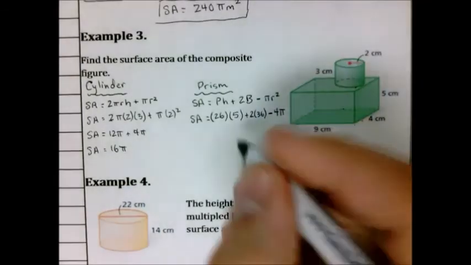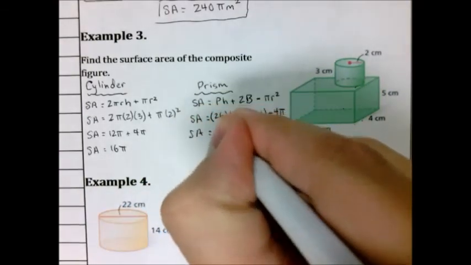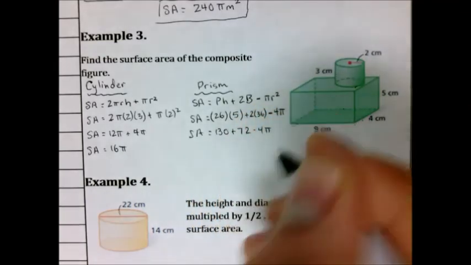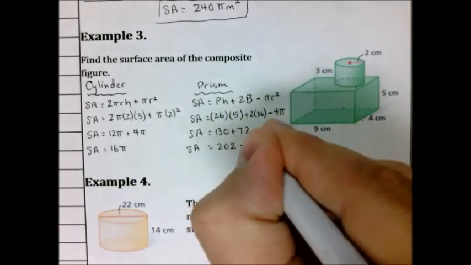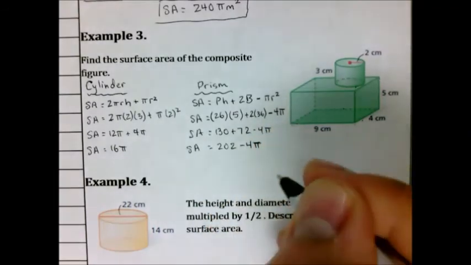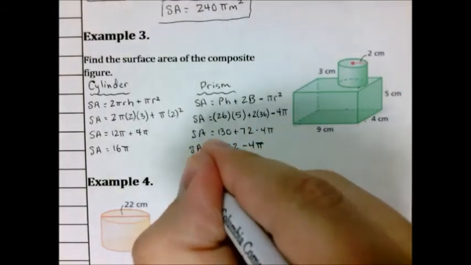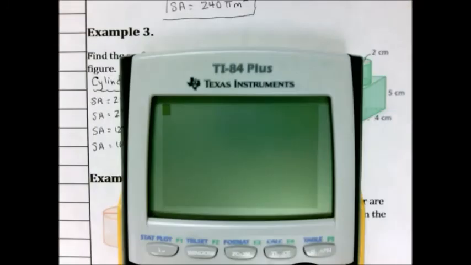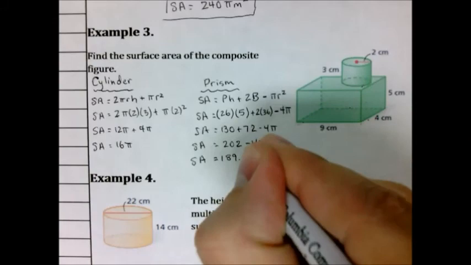Alright, now we just have to go ahead and solve this. 26 times 5 is 130, plus 2 times 36, which is 72, minus 4 pi. And 130 plus 72 is 202, minus 4 pi. Now that's an exact answer, but we don't necessarily keep that in terms of pi for this one, and so we're going to have to actually solve that. And to do that, you might want to get your calculator and do 202 minus 4 pi, which is 189.4. Okay, that's the surface area showing for this rectangular prism.